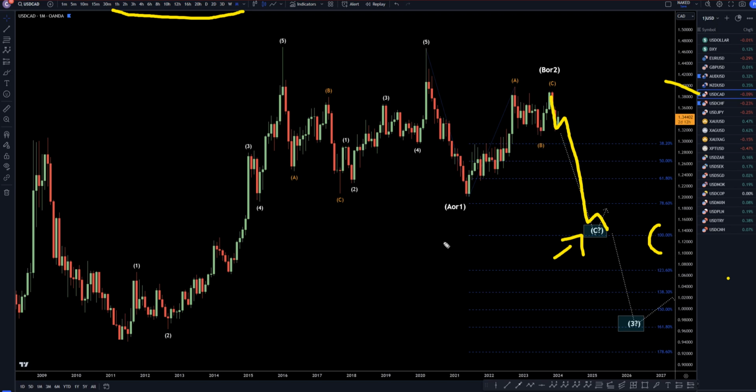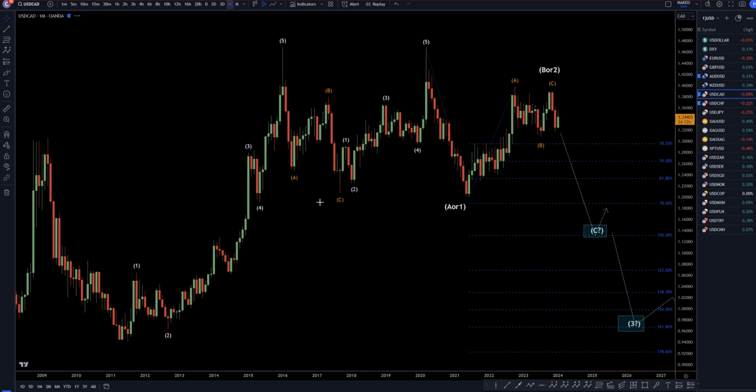But I mean, this could possibly be a 1, a 2, and a 3 also. And if that's the case, it would probably go all the way down to the 161.8, which would put us someplace around the 0.97 area to complete a wave 3. I believe it's more likely that it will make a wave C, especially looking at correlated dollar pairs.